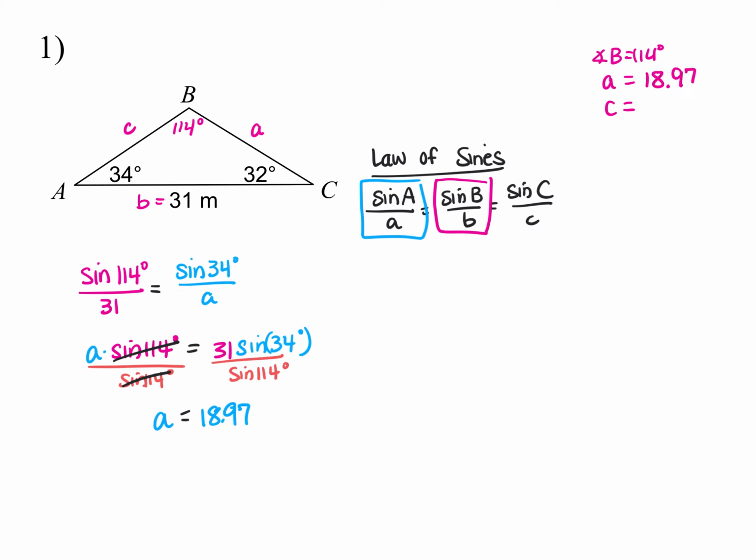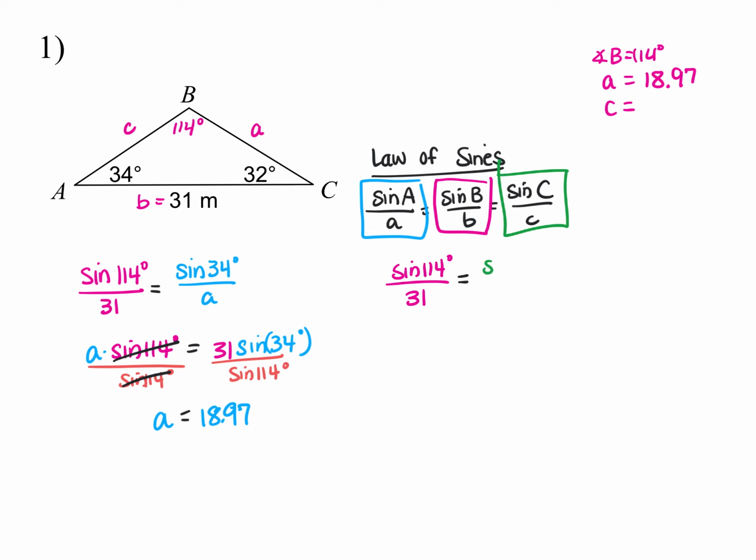Now at this point, to find little c, you would just go through this entire process again. And I would start it exactly the same way. I'd start by sine of 114 degrees over 31. And I'm using that information because I knew that to start. If at all possible, you don't want to use what you just found to help you find something else, because if you did make a mistake, it's just going to compound that error.